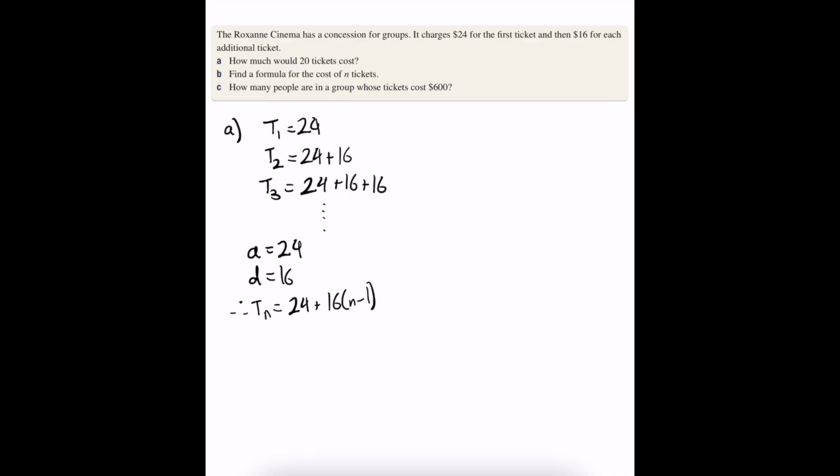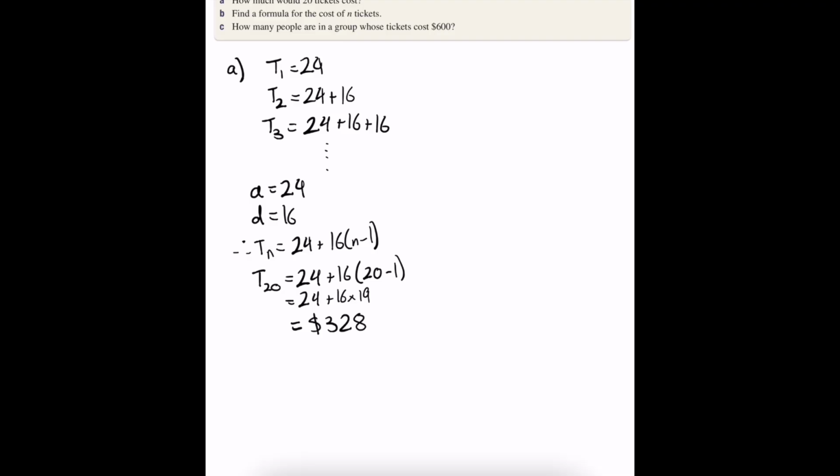Now, how much would 20 tickets cost? So that means T20 is equal to 24 plus 16(20 minus 1), which is equal to 24 plus 16 times 19. And so if I just plug this all into my calculator, we get $328. And that's our answer for part A.